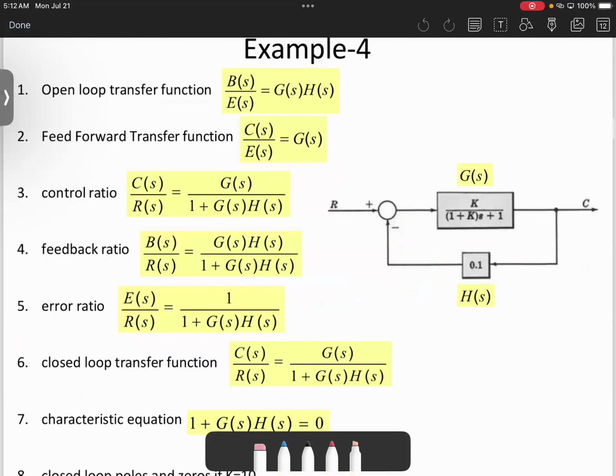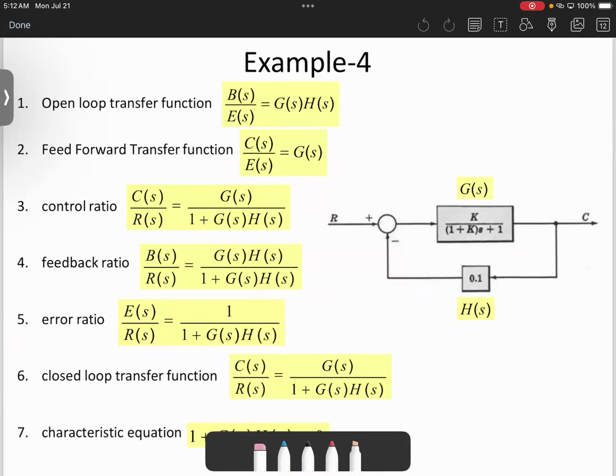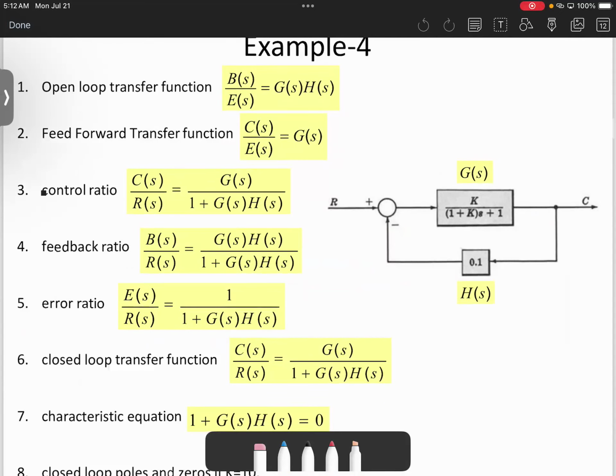Let's look at this example. Assume you have this block diagram, which is already written in canonical form. Then from this canonical form, we need to find these 7 requirements. The first thing, open loop transfer function. In the original question, this shouldn't be written. You need to realize it by yourself, okay? These in yellow are not written.